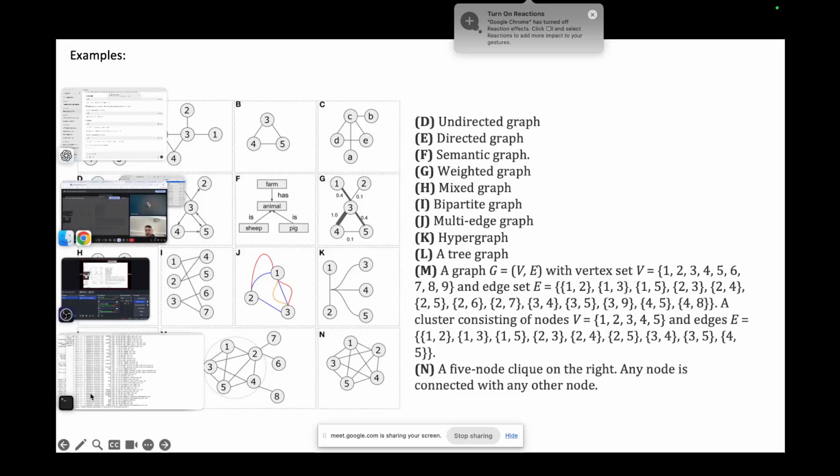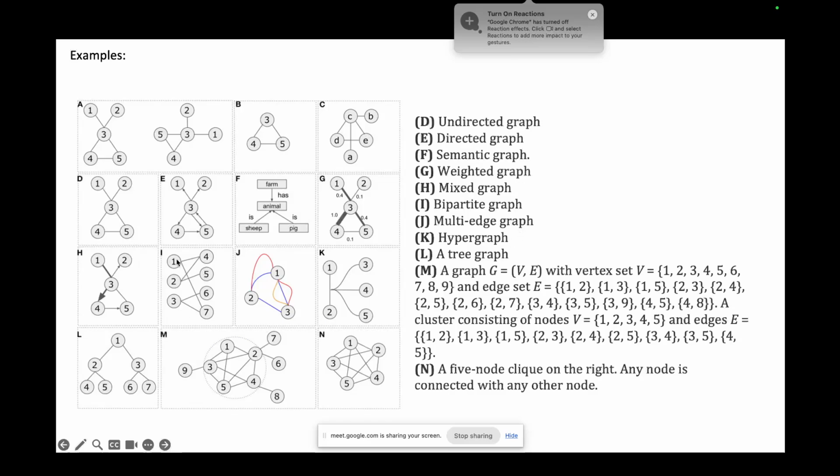And then you have the bipartite graph. This is also a very common example that we see in biological systems. In this case, you have two sets of nodes: one set is 1, 2, 3, and the second set is 4, 5, 6, 7. These nodes are not connected within their own set. 1, 2, and 3 are not connected to each other, but they connect to the other set of nodes.